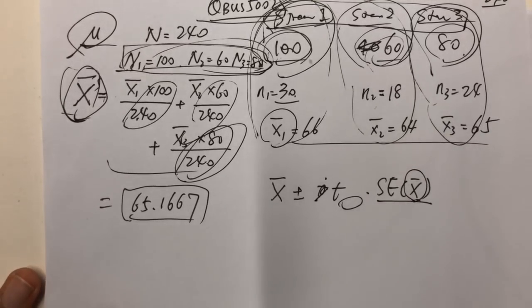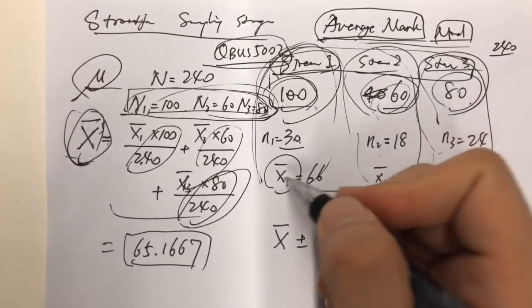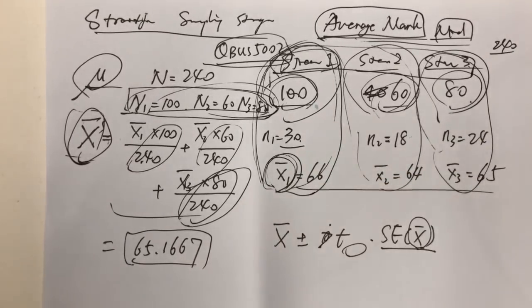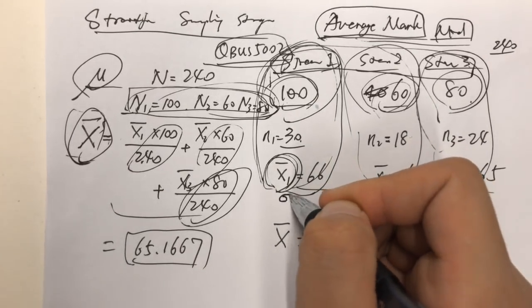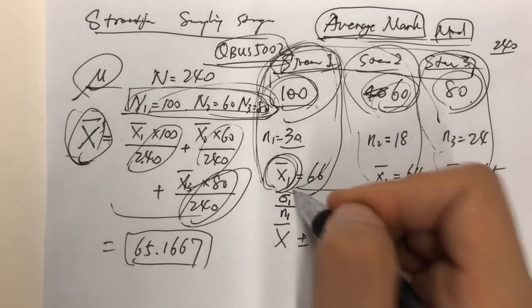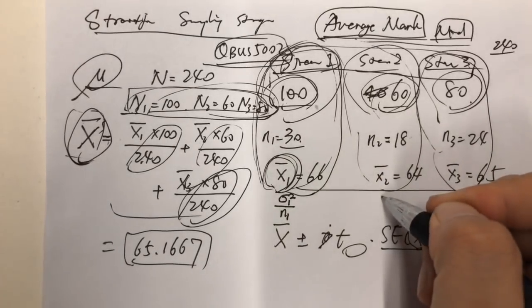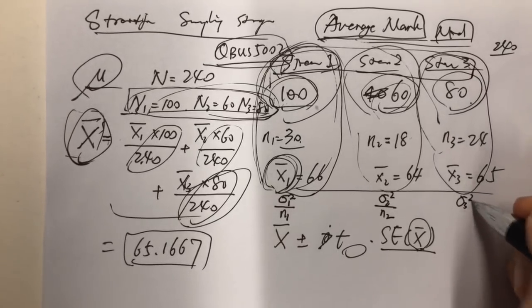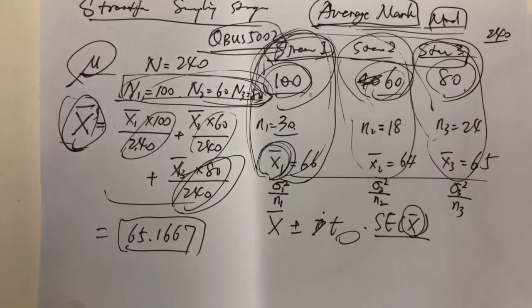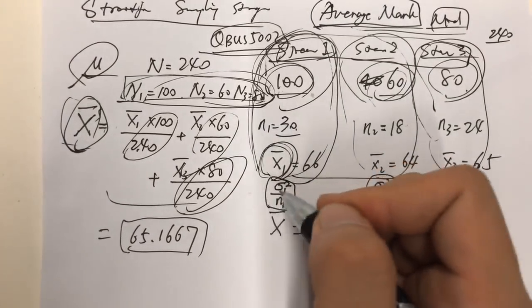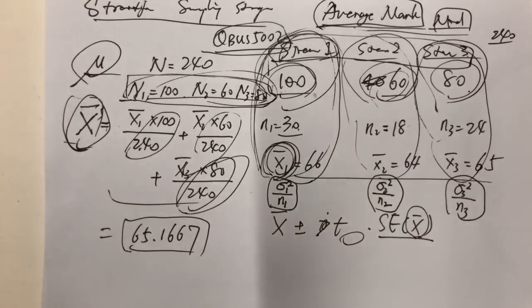So based on the central limit theorem, what do you think is the standard error of stream 1's x bar? It should be sigma 1 squared over n1. And the second one should be sigma 2 squared over n2, right? The third one is sigma 3 squared over n3. Is that right? Okay. So this is the first one, second one, third one. This is the variance of x bar based on the central limit theorem. Can you all catch up?